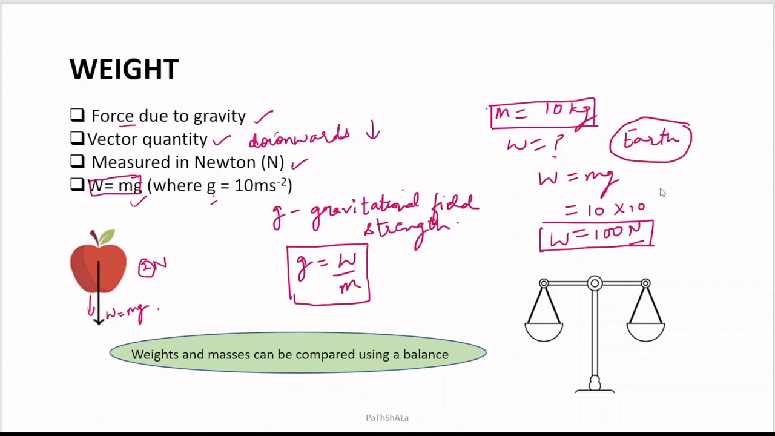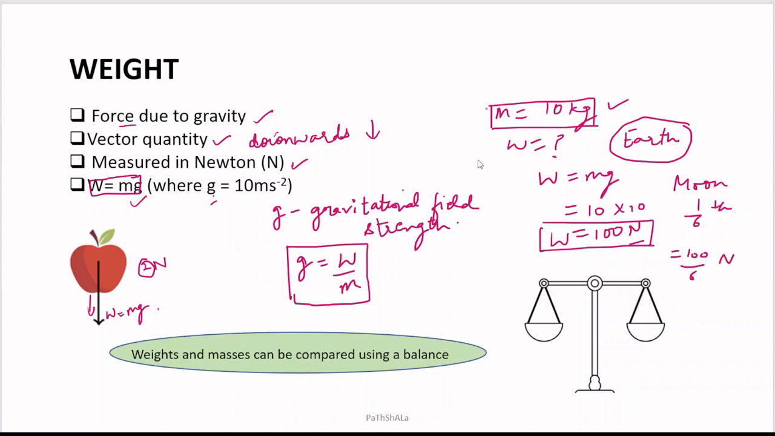Now I am taking the same object on Moon. On Moon the gravity is 1/6 of what it is on Earth. So basically the mass will remain 10 kg. Why? As I said, mass doesn't change wherever you take it. But its weight will reduce to 1/6. Why? Because on moon the gravity is less. How much less? It is 1/6 than that of Earth. So weight will also become 1/6. That means the weight will become 100 by 6 newtons on moon.